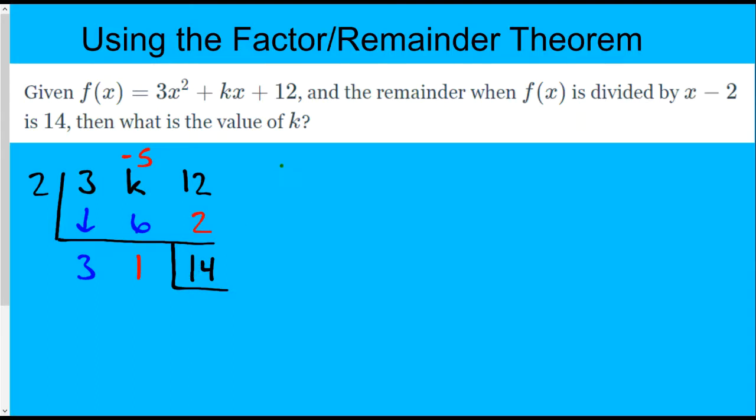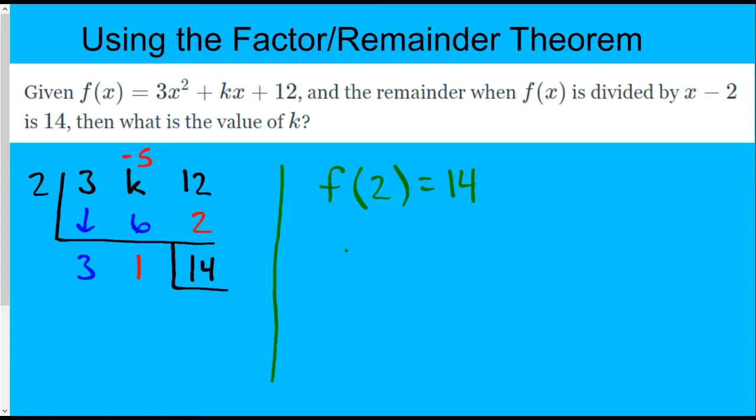Okay, better way would be to use the factor and the remainder theorem. Okay, so we know that when f of x is divided by x minus 2, the remainder is 14. So essentially what we know is we know that f of positive 2 equals 14. Okay, we know that. So what is f of x? Well, it's the 3x squared plus kx plus 12. But don't I kind of already know what x is? Sure, so couldn't I just go through and plug that in?